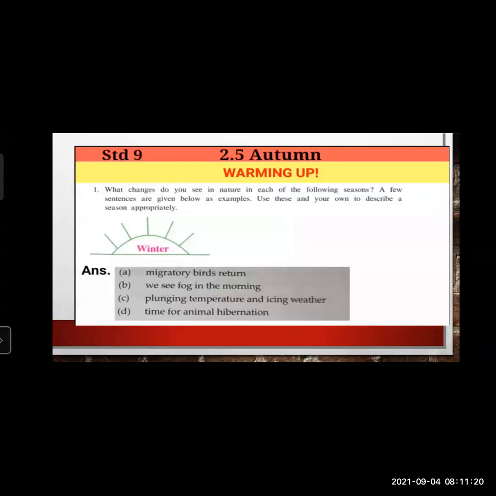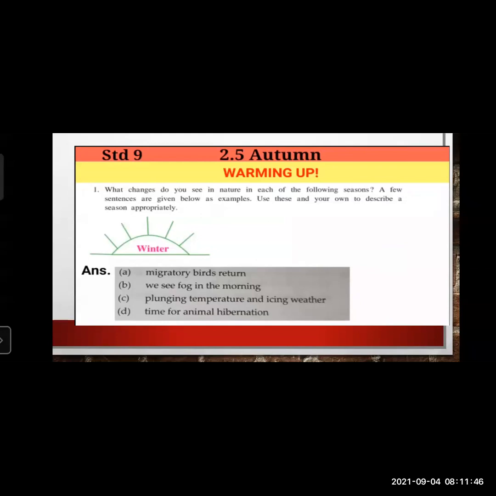So let's see some warming up questions on the poem which is given to us. First question is, what changes do you see in nature in each of the following seasons? A few sentences are given below as examples. Use these and your own to describe the seasons appropriately. Now, the question is like that. We have to write the changes by the season which is given to us.